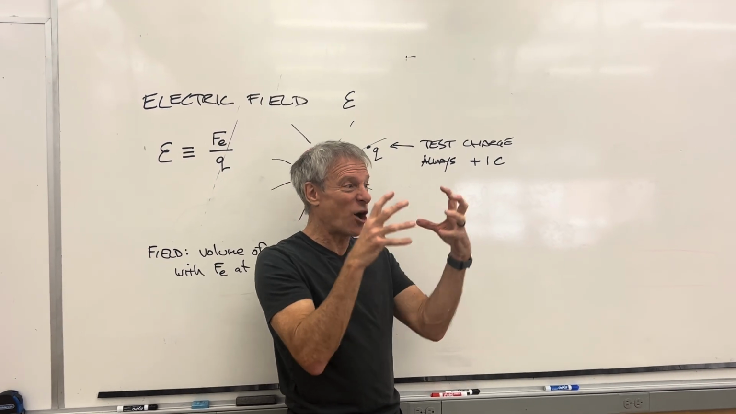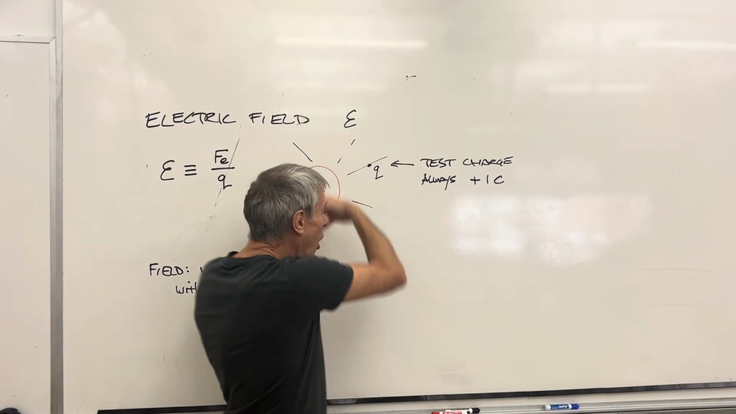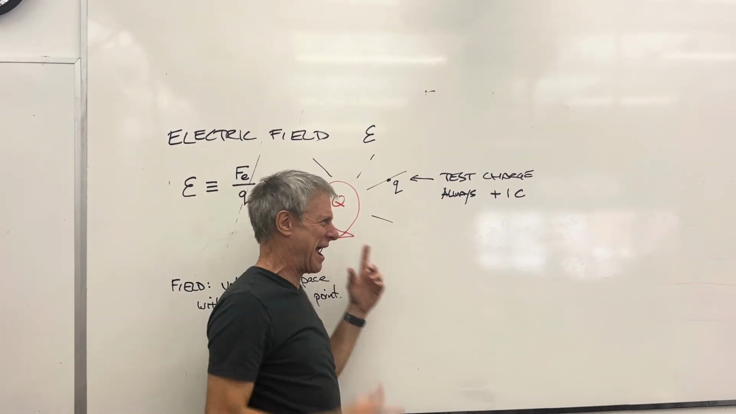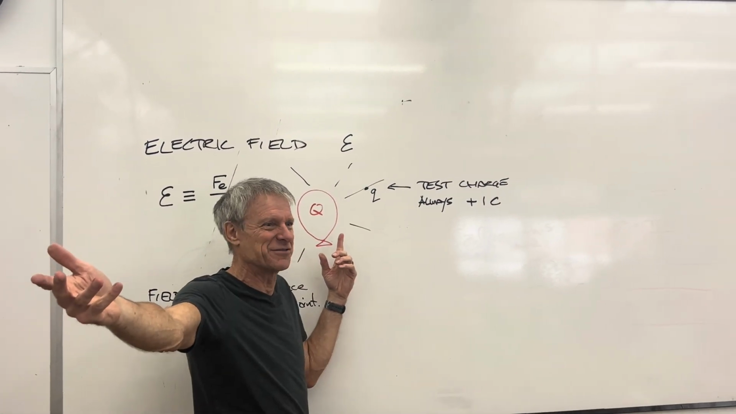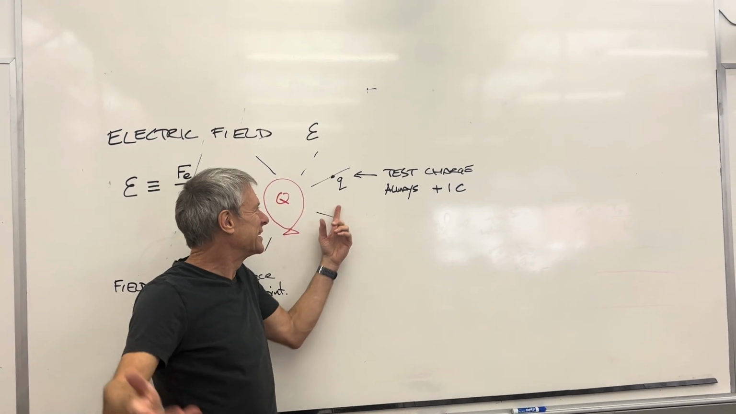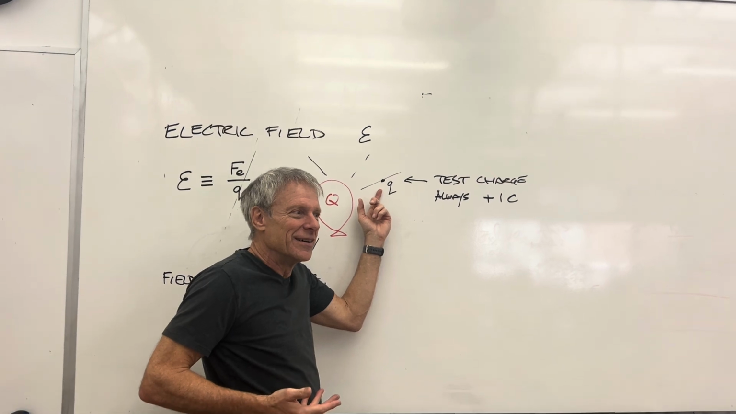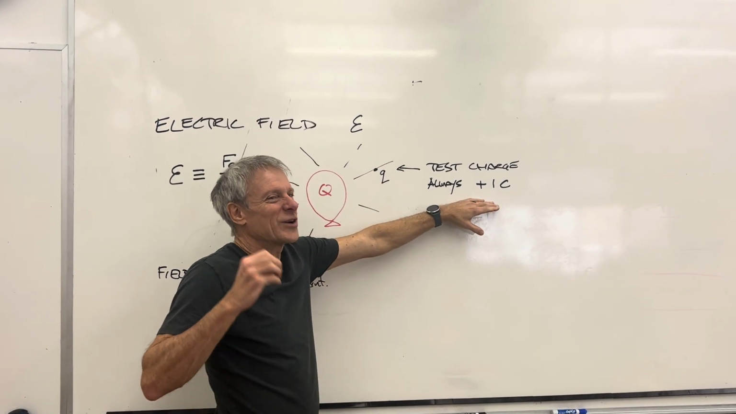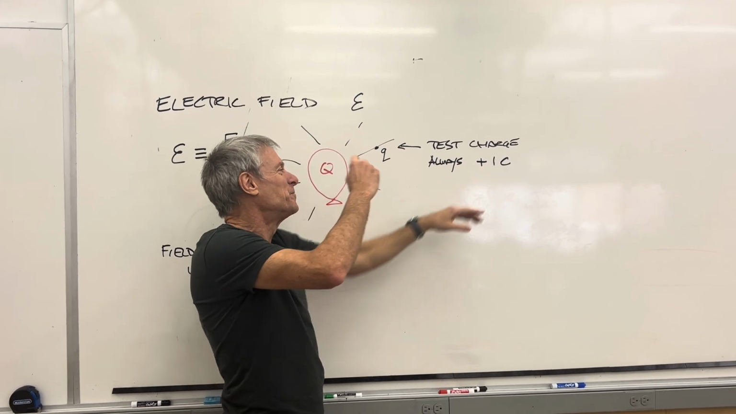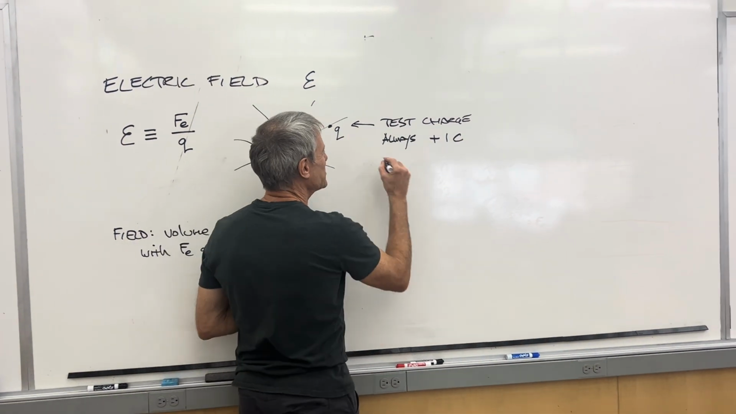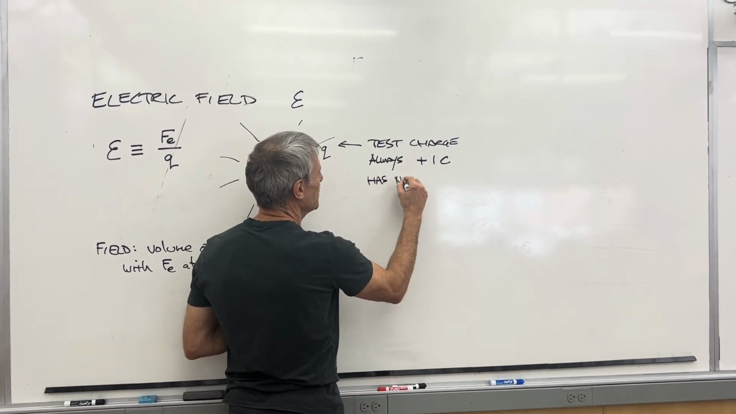Its field would dominate. Rubbing my hair on a balloon is producing 10 to the negative 7th of a coulomb of charge. This would be dominant by a factor of a billion times. So don't try to imagine it as being real. The test charge has no field of its own.